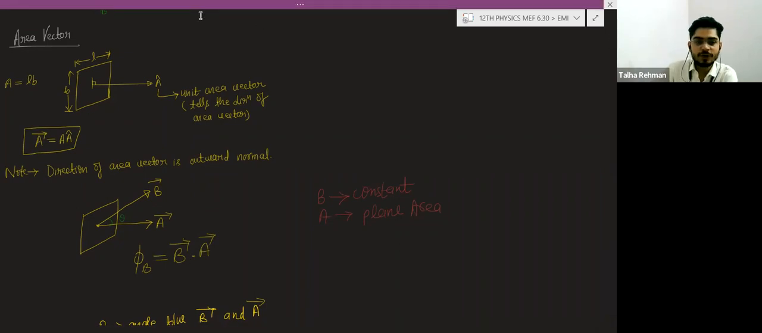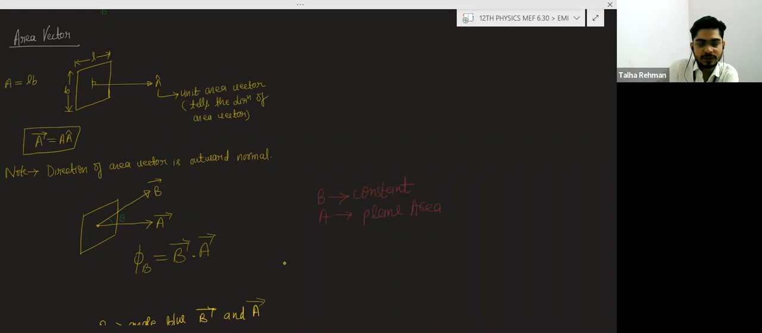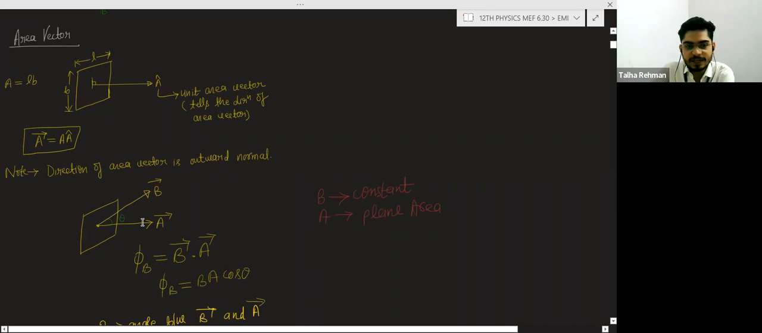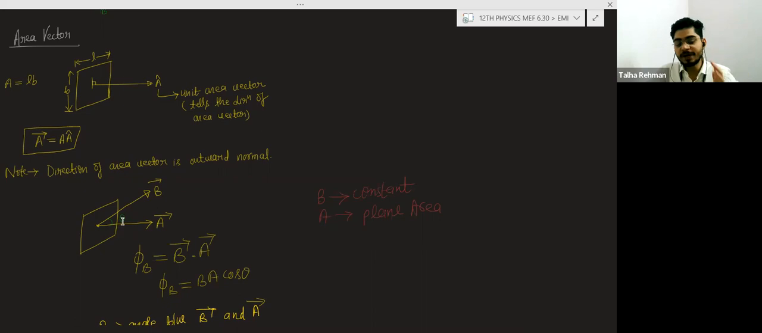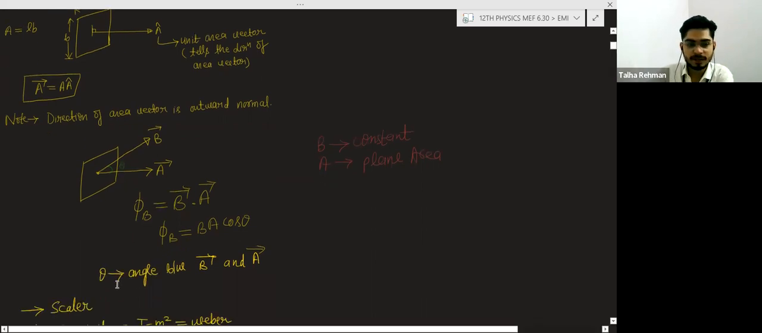Now when you open this dot product, it becomes BA cos theta. And what is theta? Theta is the angle between the magnetic field and the area vector. Remember this point. Theta is the angle between the magnetic field vector and the area vector, not the area. And remember, the area vector is normal or perpendicular to the area. Theta is the angle between these two. So this formula you should know.